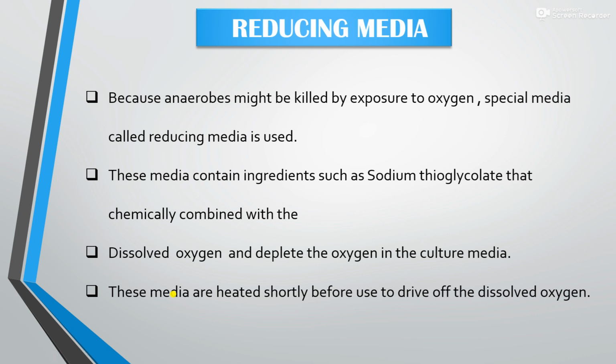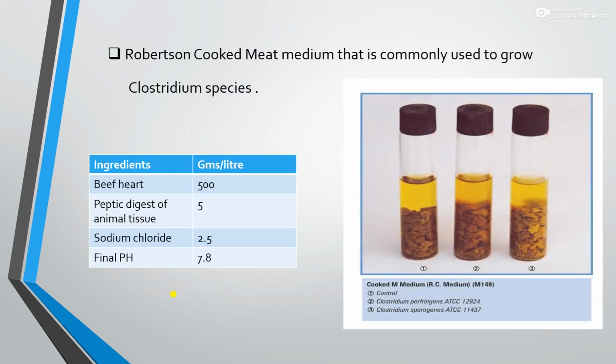And the next one is reducing media. Anaerobes might be killed by exposure to oxygen, so we need a special media for their growth in which there is no oxygen. We add components like sodium thioglycolate that chemically combine with the oxygen present and deplete all the oxygen in the culture media. These media are also heated before use to drive off the dissolved oxygen.